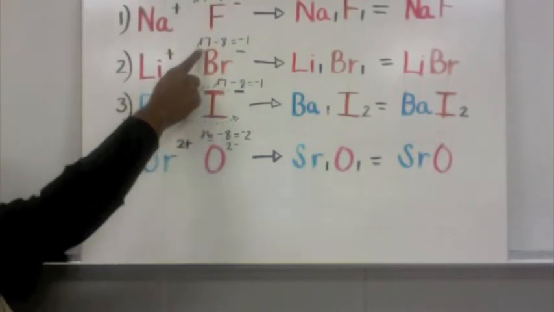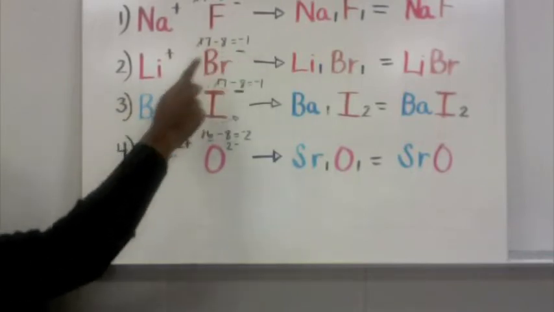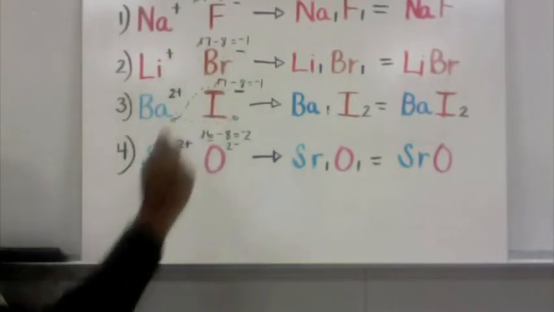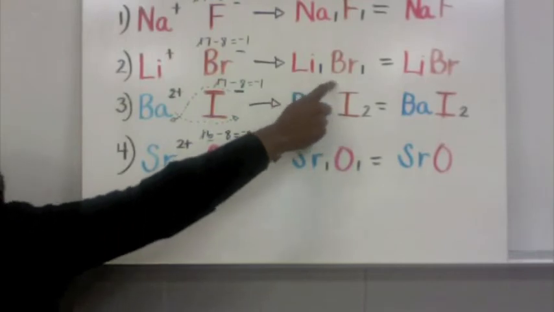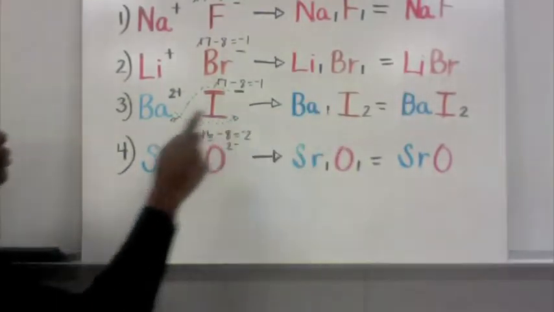Halogens are group 17. Remove the 1. 7 minus 8 gives you a -1. That's why you don't see anything here. Once again, we don't have the crisscross charges because +1 plus a -1 gives you 0. So that reduces down to Li1Br1, but when we write the formula, you'll just see LiBr.